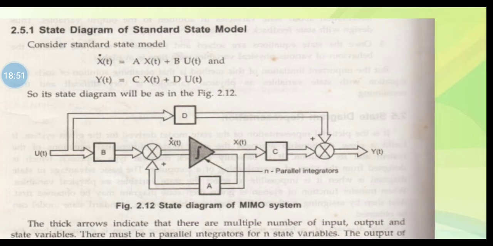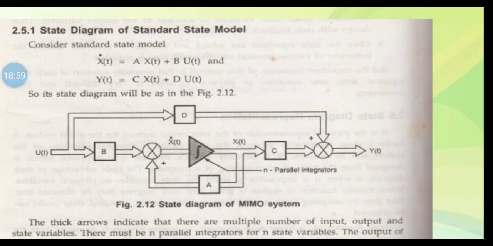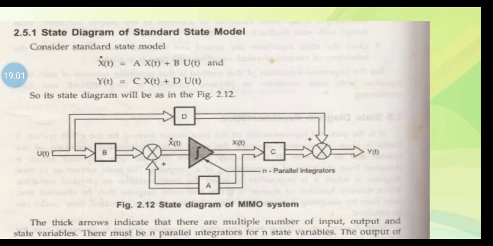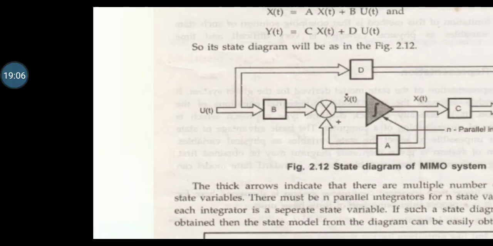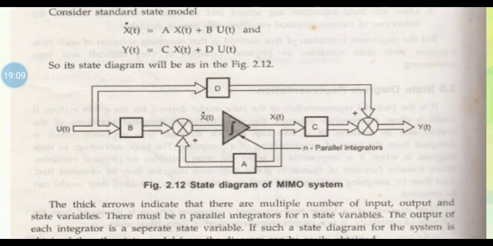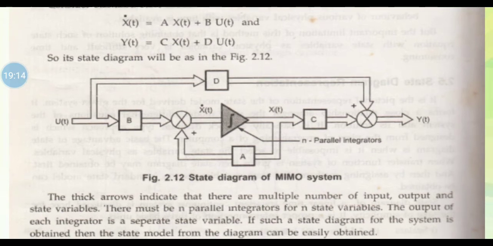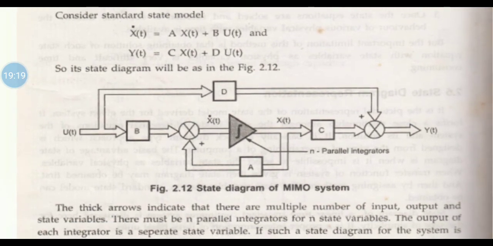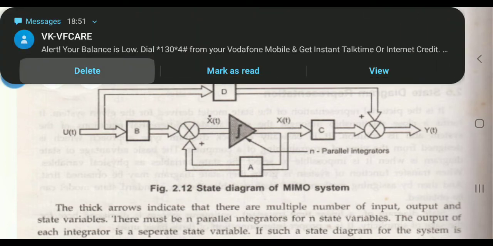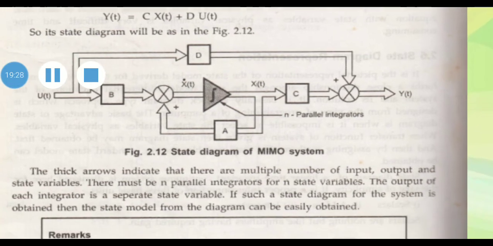And y of t, what is this y of t? Cx of t plus Du of t. So this is Cx of t plus Du of t. So you can see that this is y of t. This is the state diagram of the standard state model.